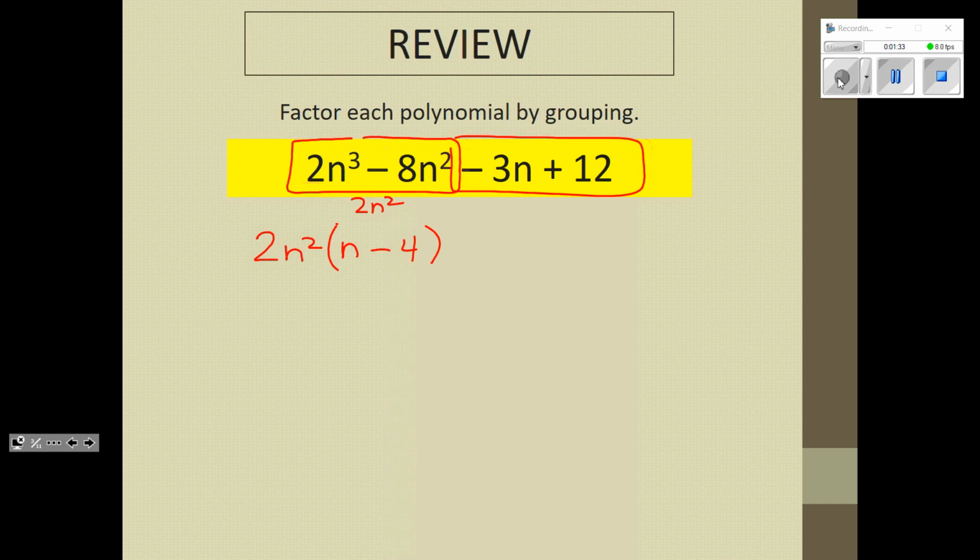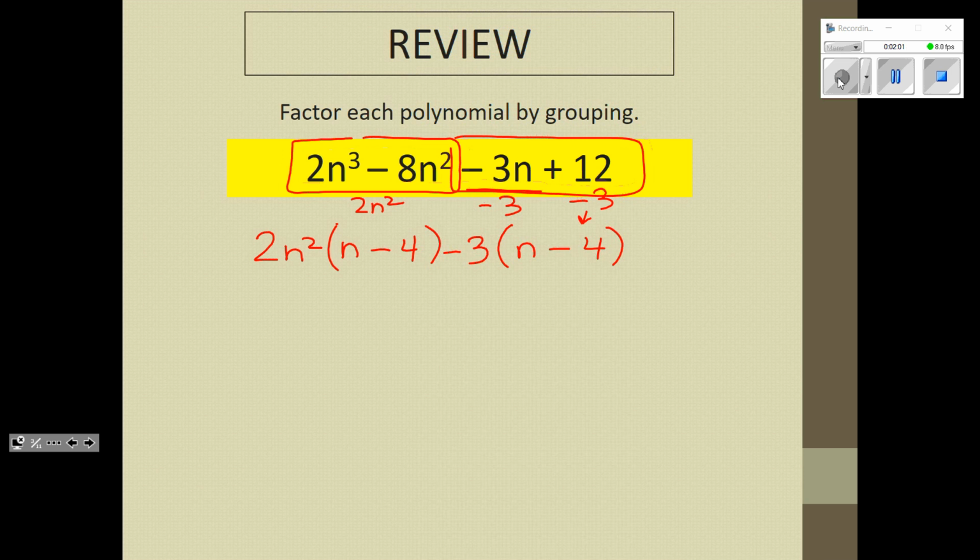In the second grouping, negative 3n plus 12. The greatest common factor would be a 3. Now I want there to be an n minus 4 in here, so do I need to divide by a negative 3 or a positive 3? I want this to be positive, so I need to divide by a negative 3. So I'm going to make that negative. And when you divide by negative 3 here, that makes that negative 2, which is good.